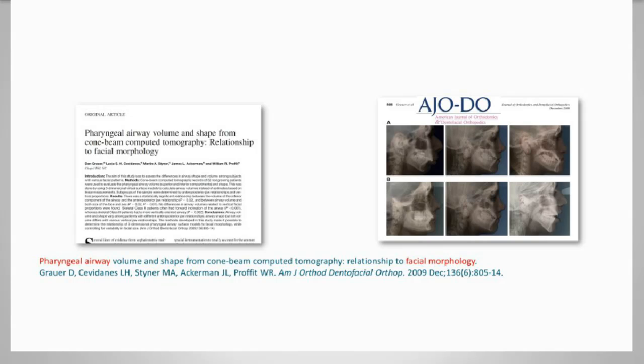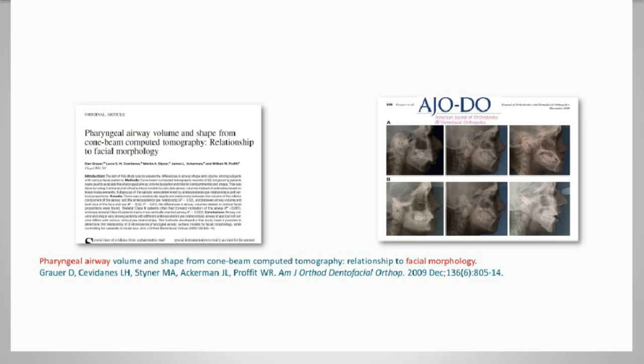This is a classic study and one that really everybody needs to understand. This appeared in our Orthodontic Journal a couple years ago by Bill Proffit and Dan Grauer, 2 brilliant minds in our field. Again, this was published in 2009. They asked a simple question: is there a correlation between dentofacial patterns and pharyngeal airways? And it's really the first study to show us that there was indeed.